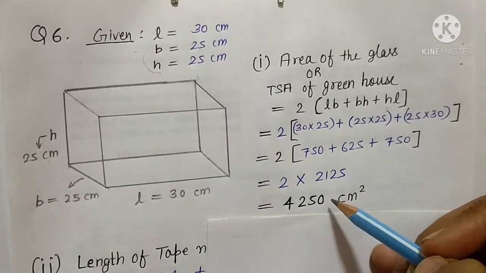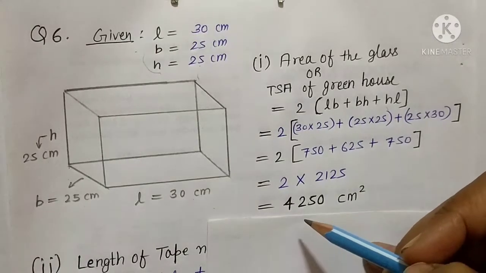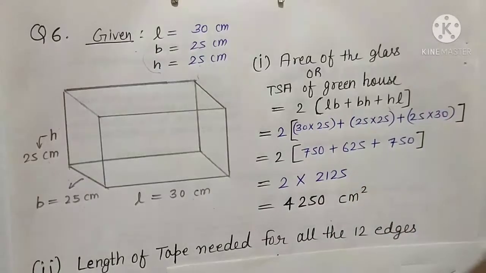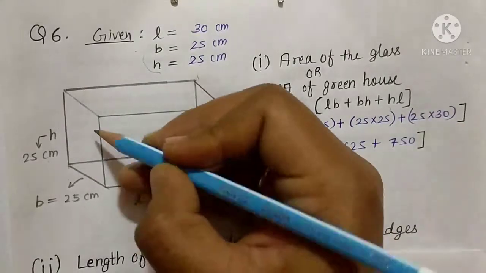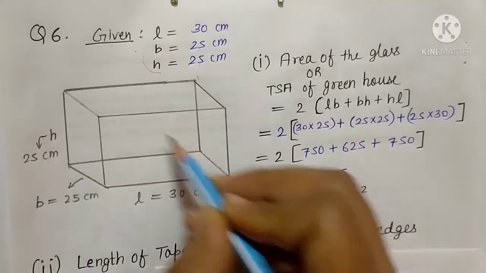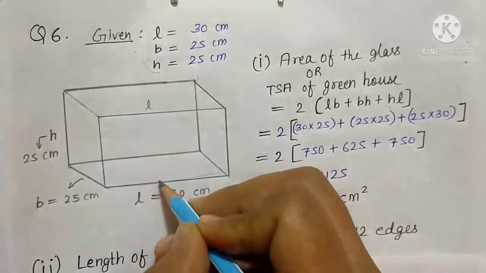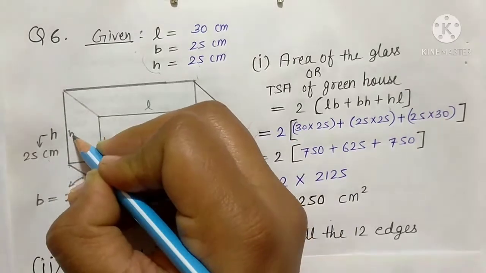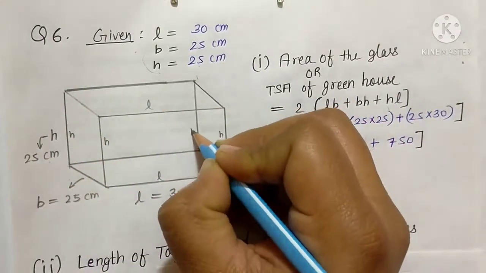Okay, or we can say TSA of greenhouse. Now what we need to find out? We need to find out the length of tape which we need for all the 12 edges. See, length, length, length, this is also length. Then height, height, height, height, 4 height.